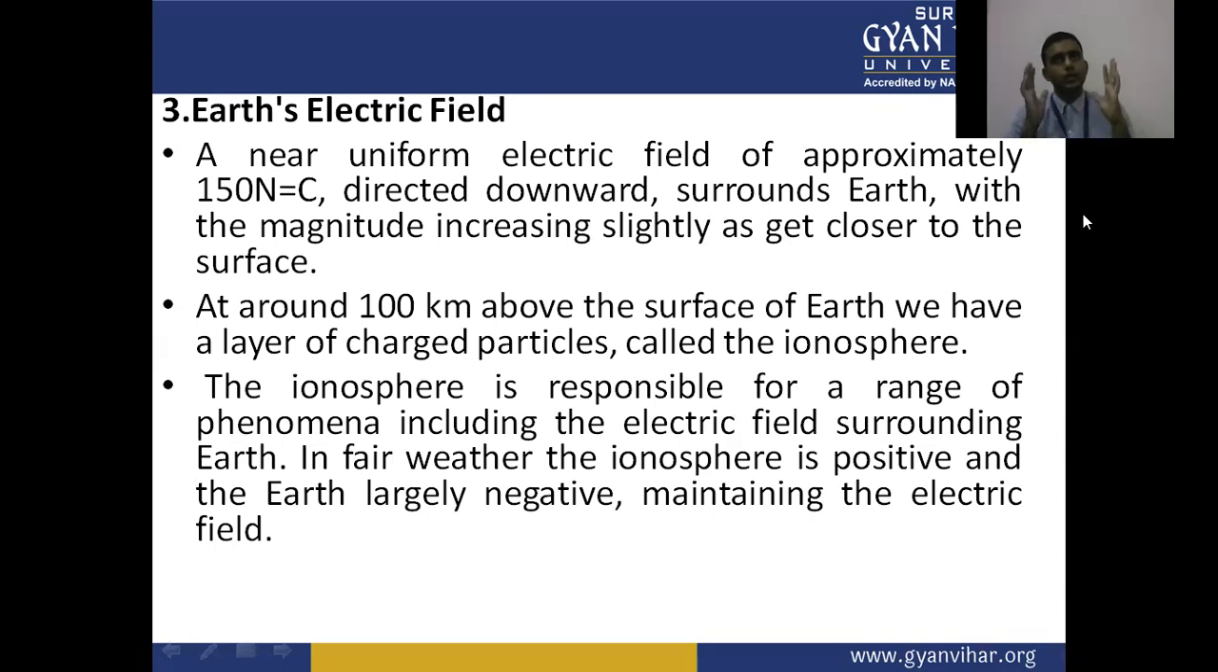So, in normal weather conditions, an electric field, or electric potential, is developed between the surface of the Earth and the ionosphere layer. Because the ionosphere layer behaves just like a positive charge, and the Earth's surface behaves just like a negative charge, maintaining the electric field intensity. So this is an application area of Earth's electric field.